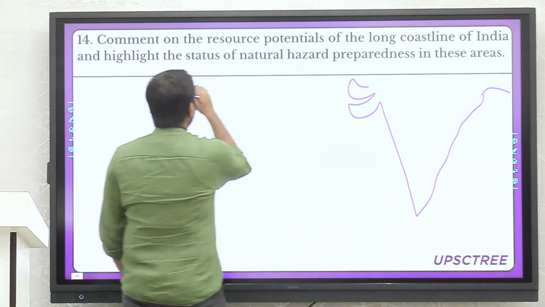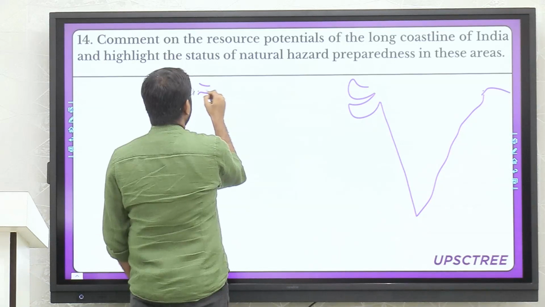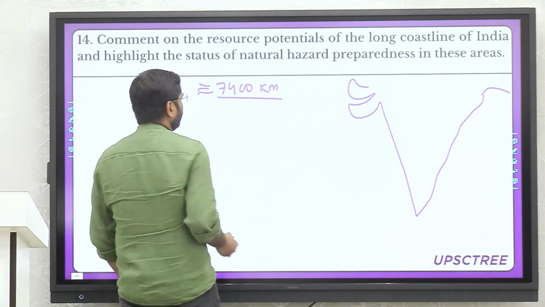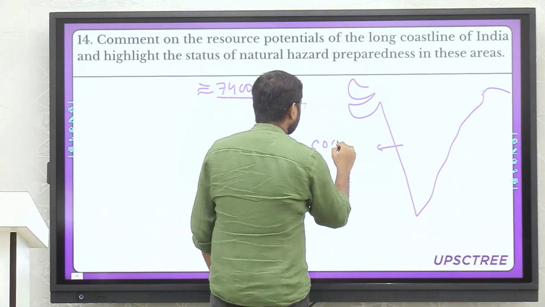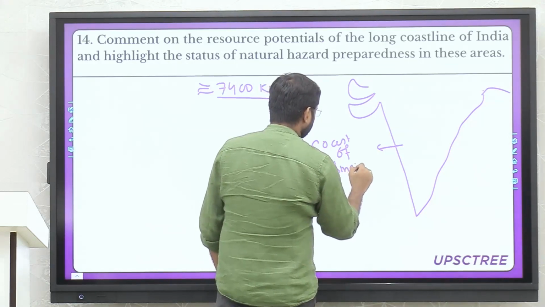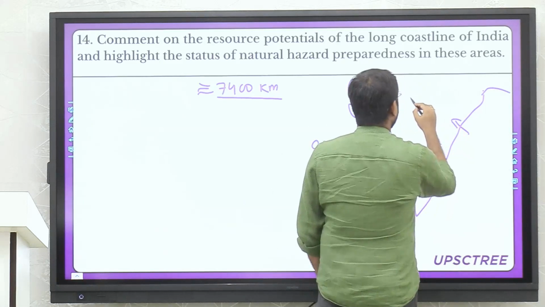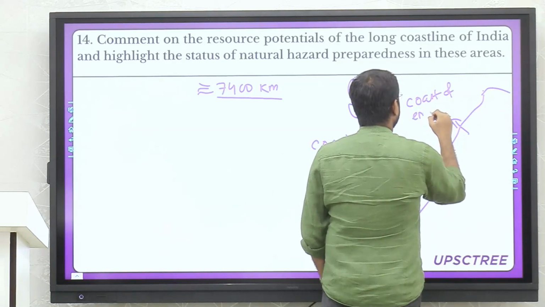If you look at the coastline, we have somewhere around near about 7,400 kilometers coastline. Okay. Now while discussing this question, you can talk about कि this is a coast of submergence. The eastern coast is a coast of emergence. Okay.